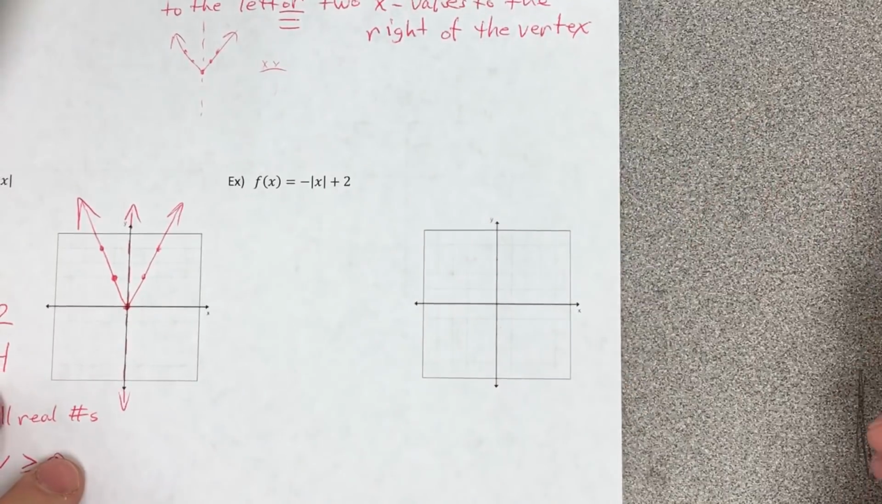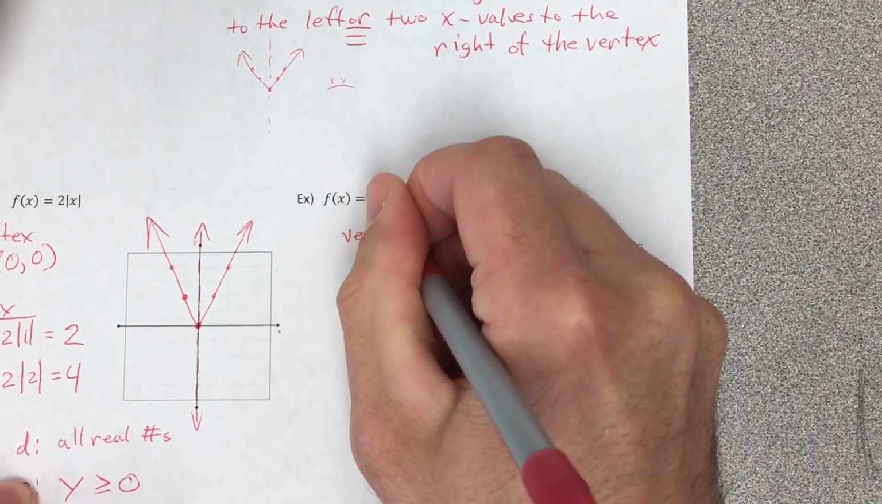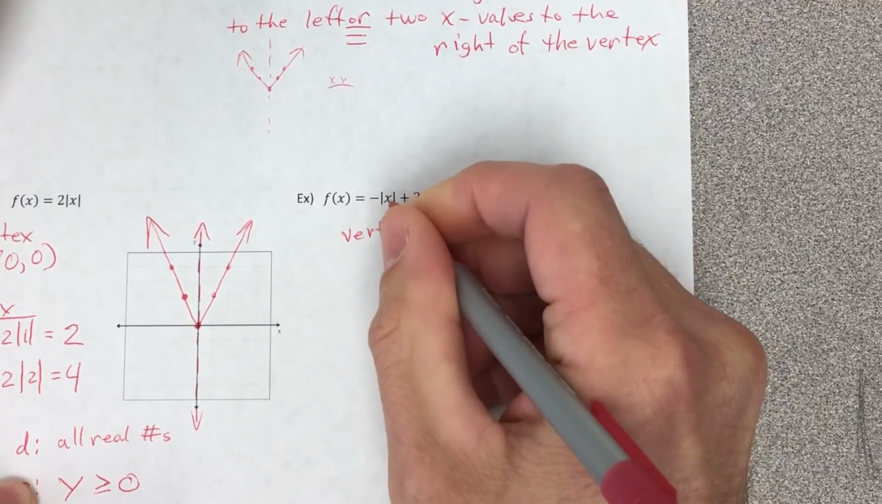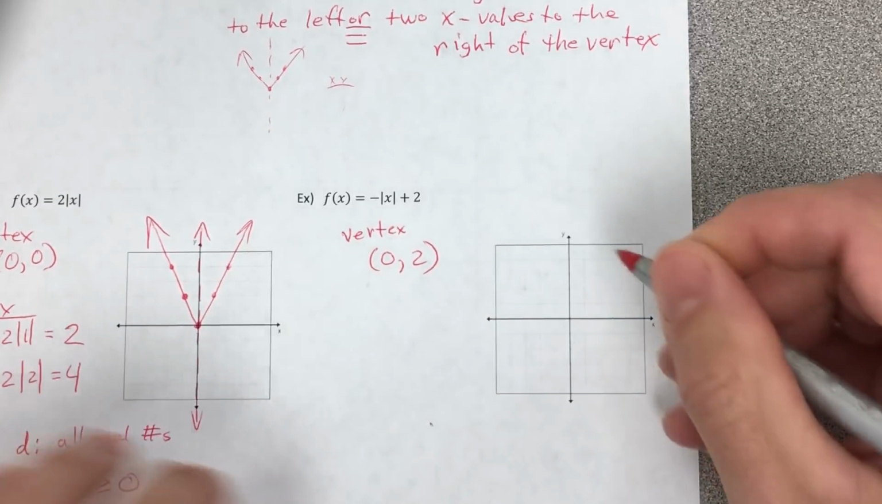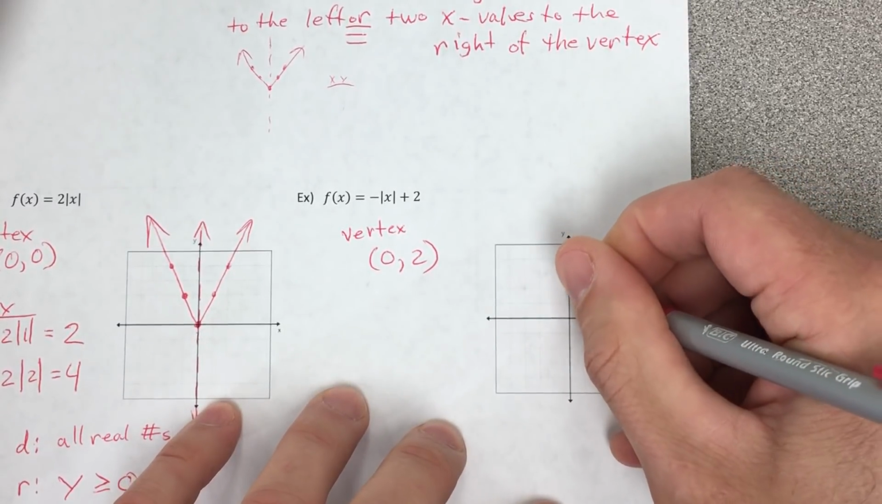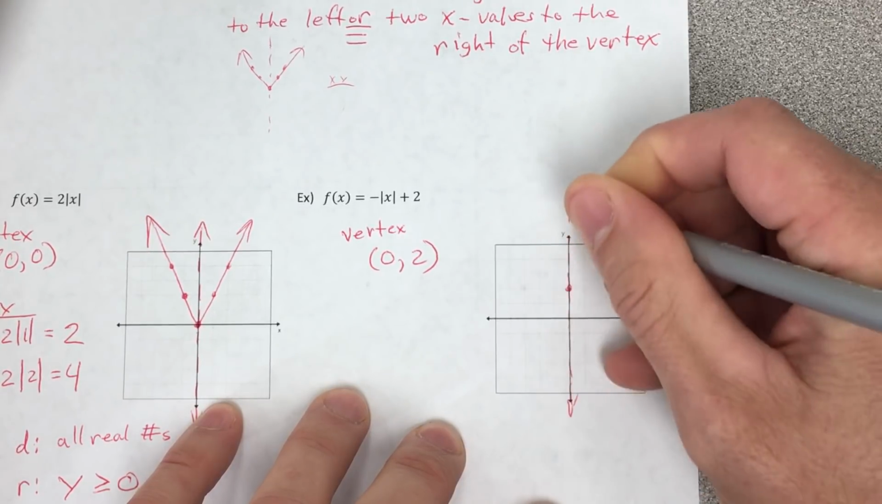All right, let's move on to our next example here. Our vertex, that's where you start out. Our vertex is going to be 0 again for the x, and now a 2. I go 0, 2, make my dot. My axis of symmetry is right down the middle again.